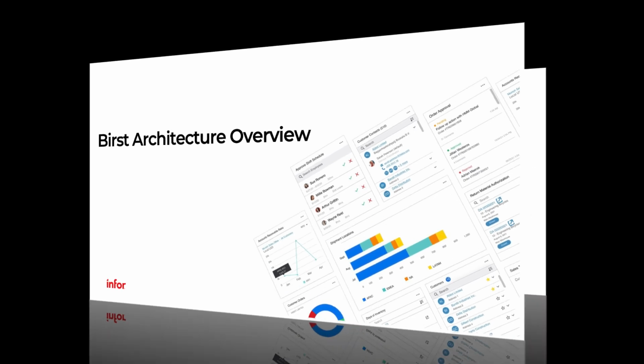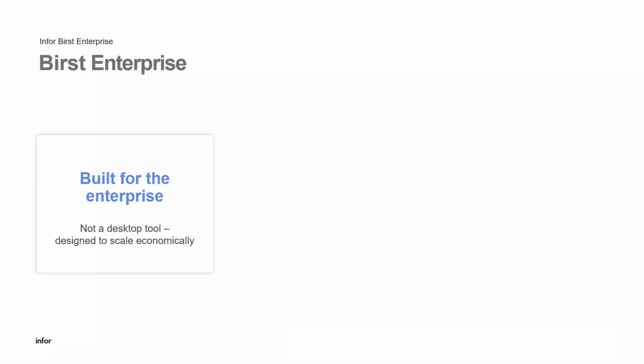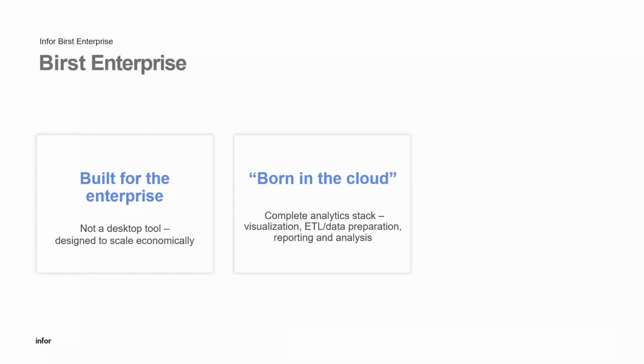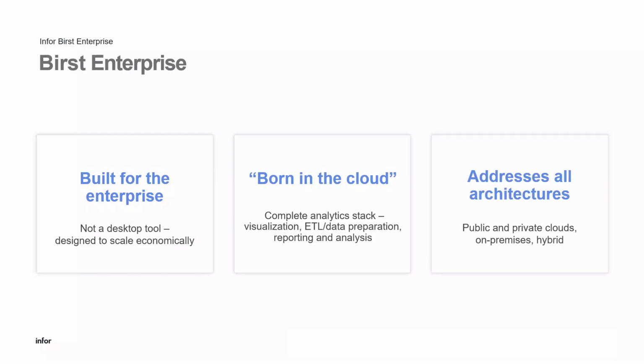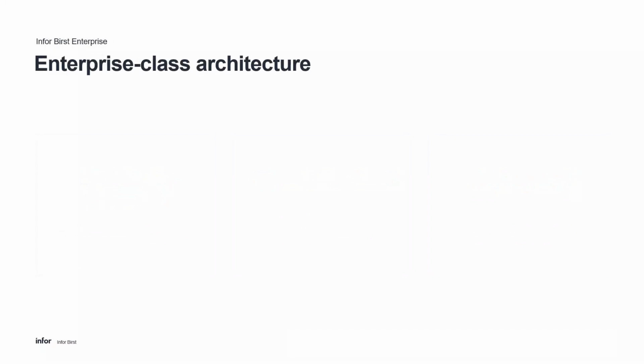Let's get started. Birst is built on top of a modern cloud architecture that delivers all the benefits of a true software as a service solution, including multi-tenancy, elasticity, horizontal scalability, instant upgrades, and low cost of ownership. Birst is suitable for every kind of deployment: public cloud, private cloud, on-premise, or hybrid. Infor Birst is an end-to-end enterprise-caliber analytics platform enabling organizations to make better business decisions. Let's take a look at the high-level architecture of the solution.